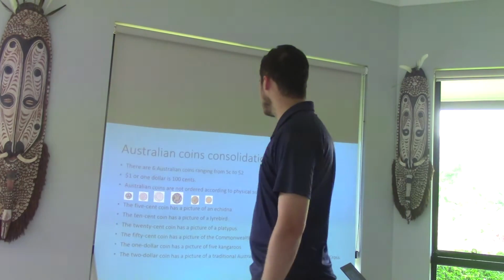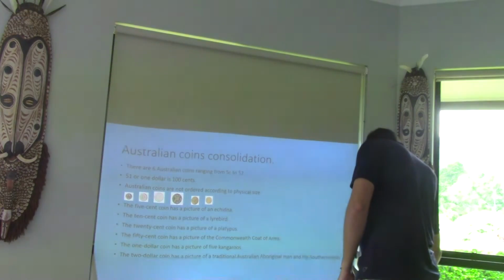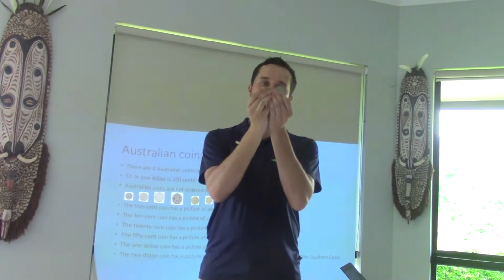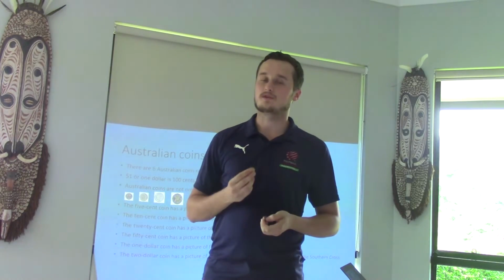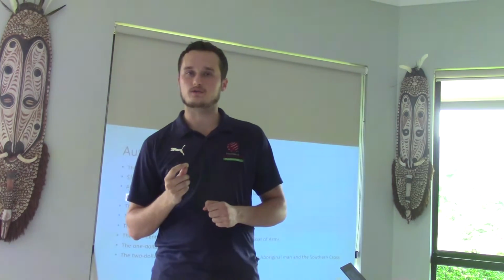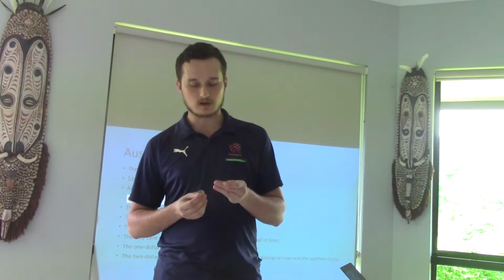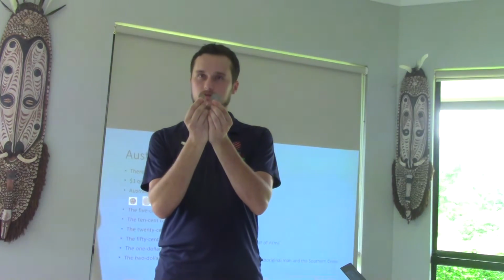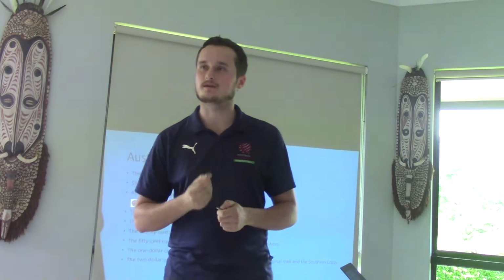Australian coins are not ordered according to physical size. In front of me here, I have a $2 coin and a 50-cent coin. Now the 50-cent coin is a lot larger than the $2 coin. The $2 coin is larger in value. So the physical size of the coin does not necessarily tell us what's larger in value. It's the amount that it represents.